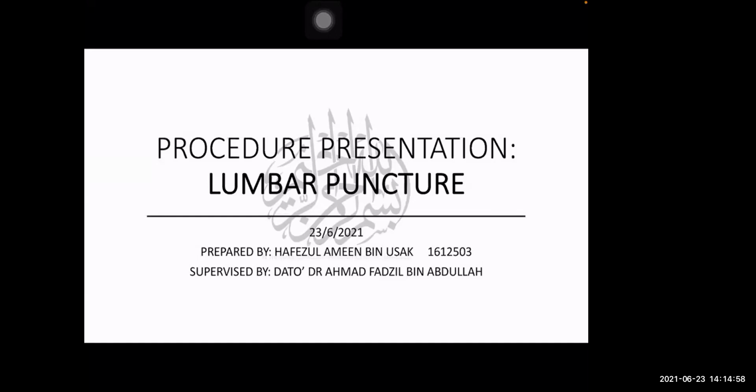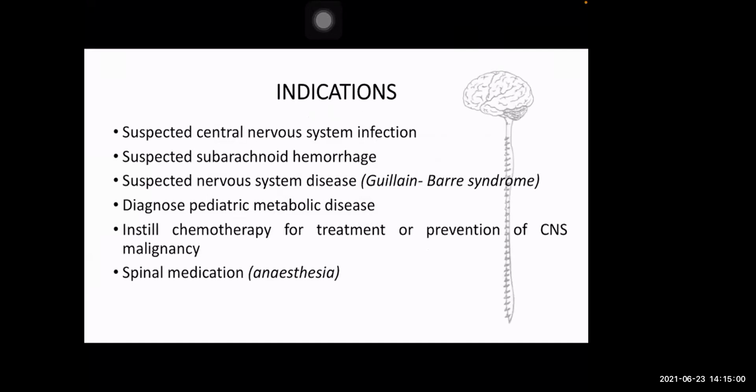Okay, so moving on to the second procedure today, it is lumbar puncture. Lumbar puncture is usually done in several conditions. Suspected central nervous system infection is the most common emergency indication for lumbar puncture in children, because we want to start empirical antibiotics as soon as possible. And subarachnoid hemorrhage is a less common indication for lumbar puncture in children.